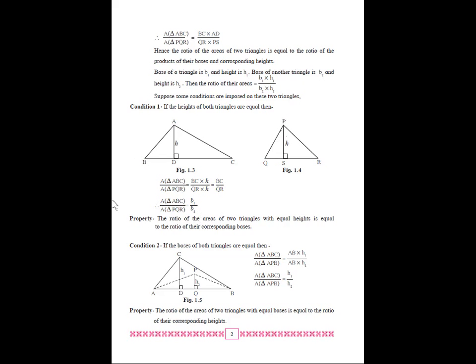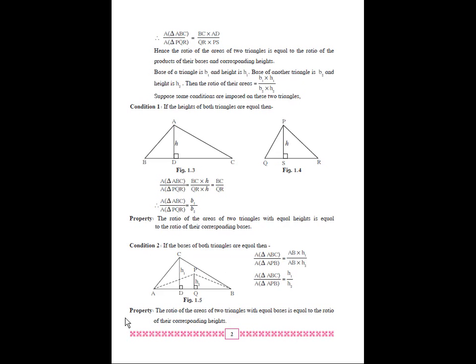From this first condition, we conclude the property that the ratio of the areas of two triangles with equal height is equal to the ratio of their corresponding bases. When their heights are equal, the ratio is proportional to their bases, that is B1 upon B2. That is the first property.